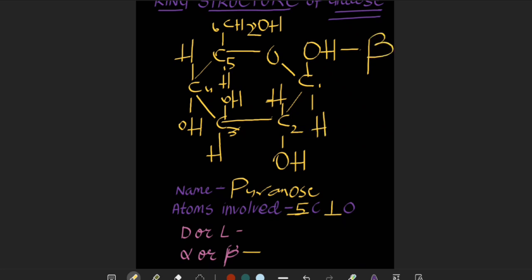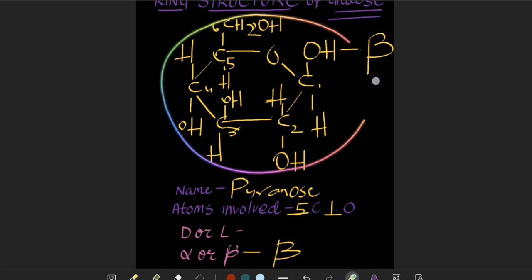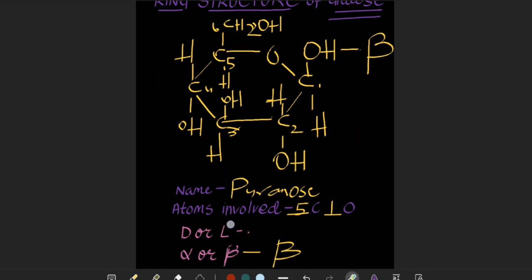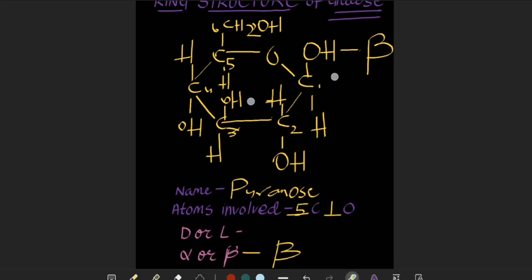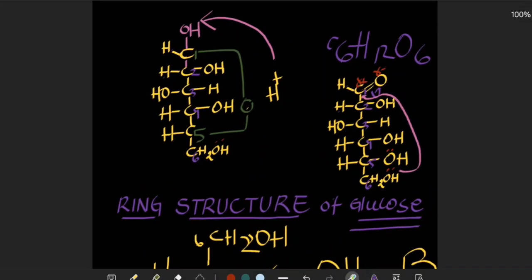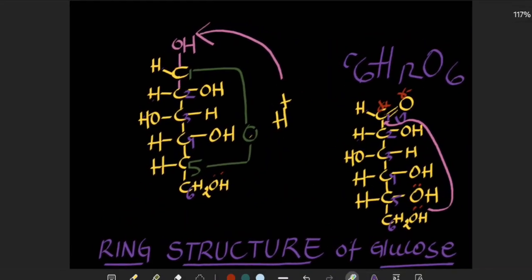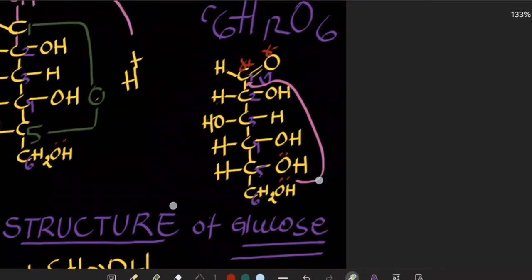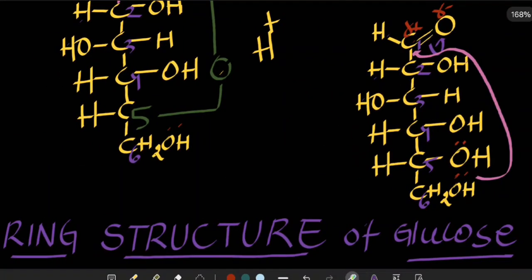So now let us see the D or L position. D or L is very important. This is the beta one, so alpha or beta is this particular structure. This pyranose structure is actually the beta structure. So now let us see D or L. What exactly does D or L mean? So let us go back to our linear structure. This structure is important.